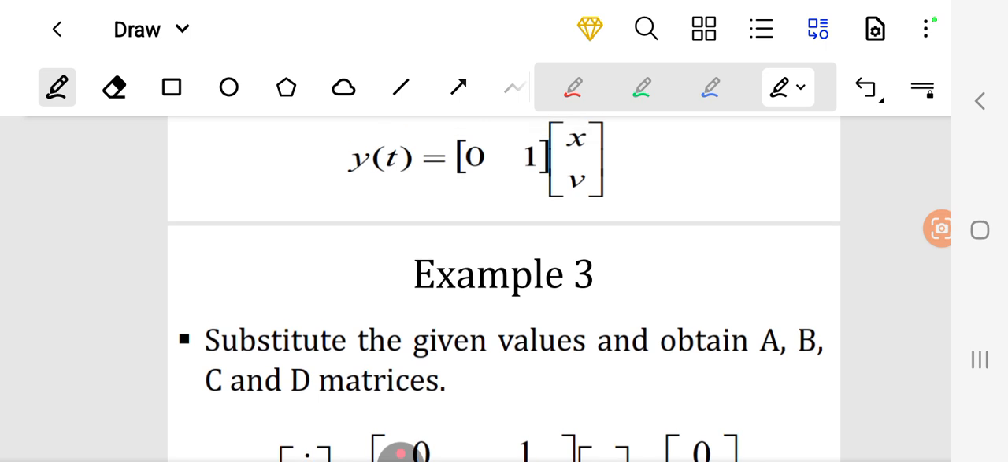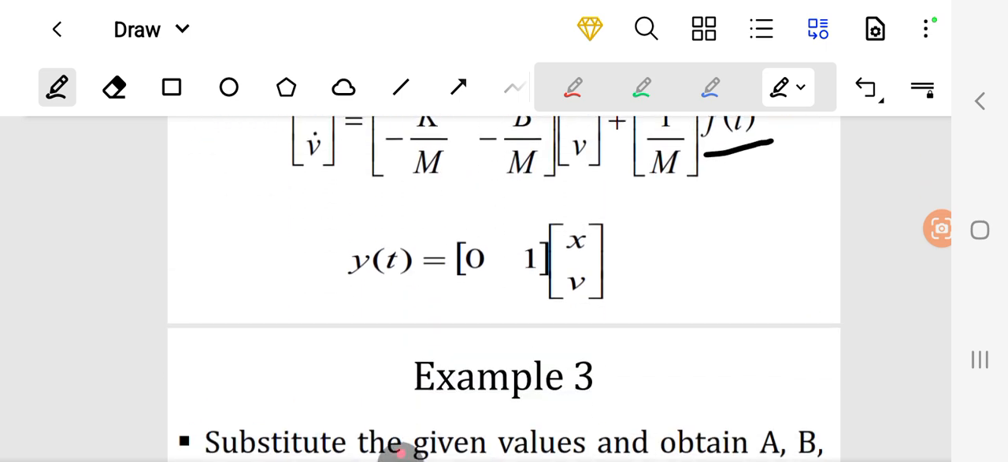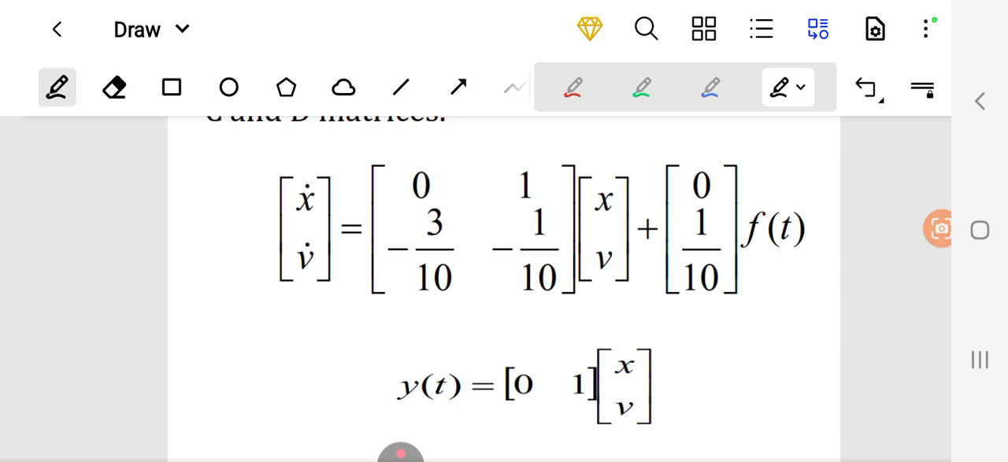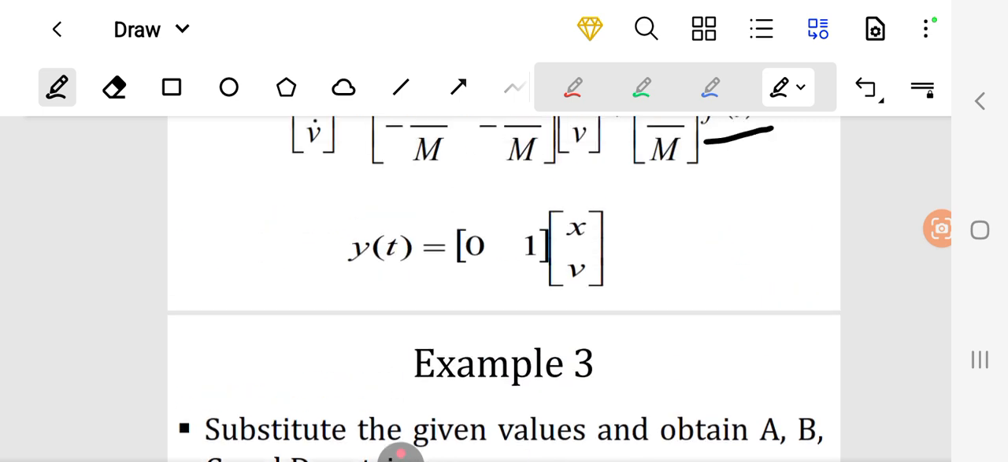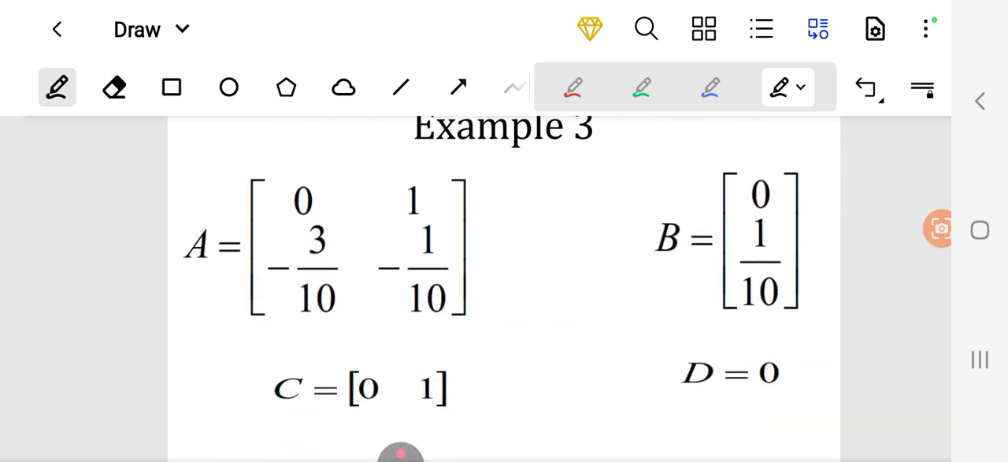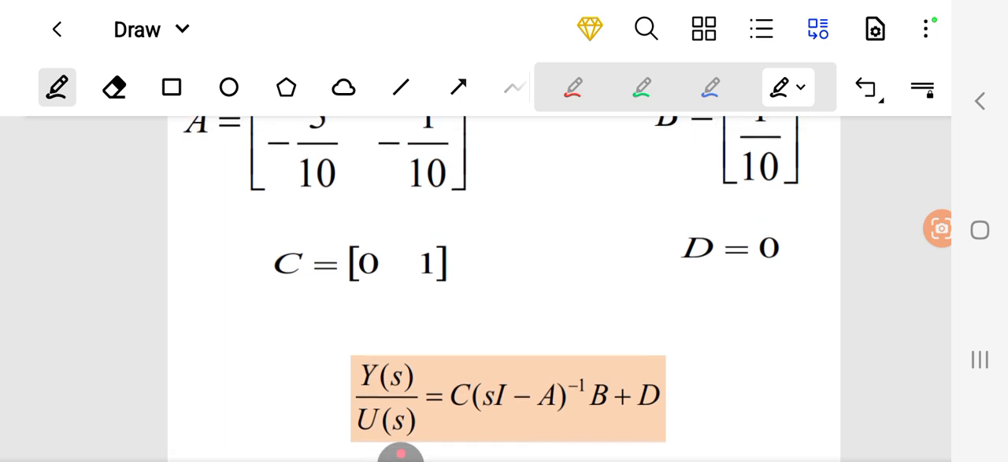Now we will substitute k equals 3, m equals 10, and b equals 1. We have the coefficients of the matrix as we substitute k, m, and b. Now we will extract the A matrix: [0, 1; negative 3 over 10, negative 1 over 10], B is [0; 1 over 10], C is [0, 1], and D equals 0. Now we have to calculate the equation C times (sI minus A) inverse times B plus D.